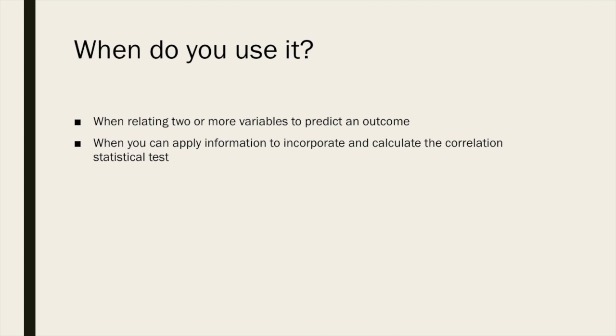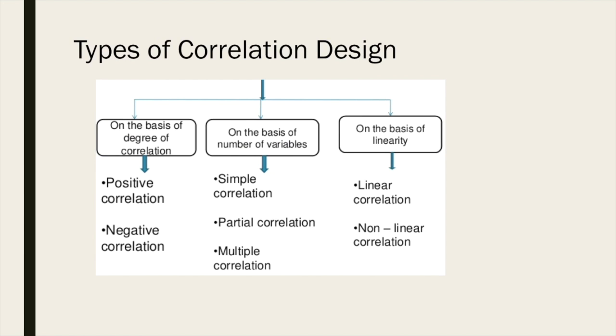You should use correlation research design when relating two or more variables at a time to predict an outcome, when you can apply information and incorporate and calculate the statistical tests.